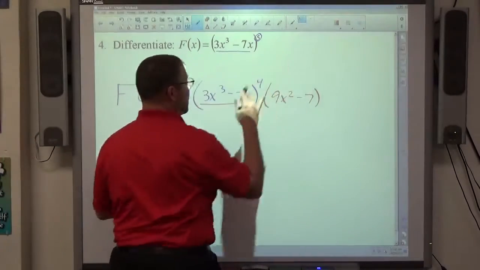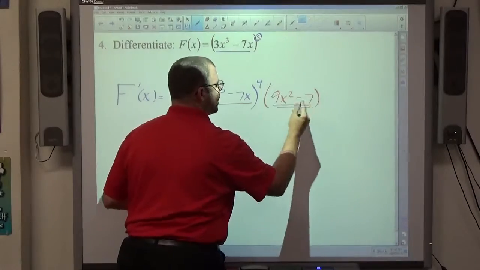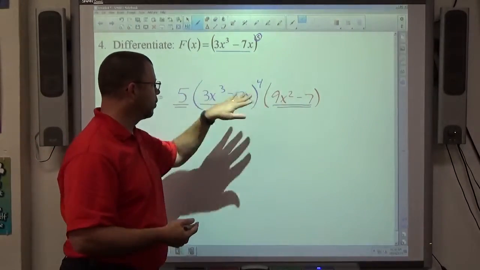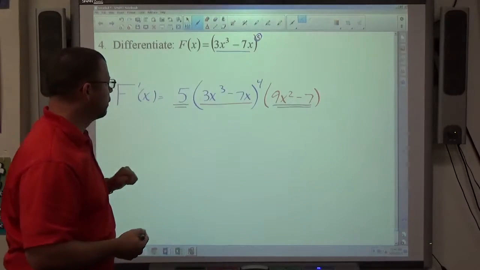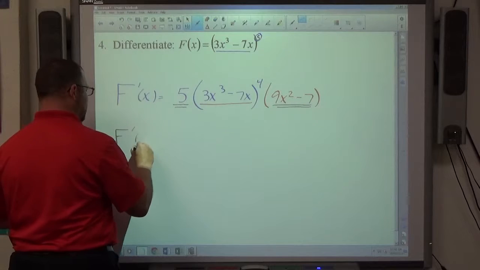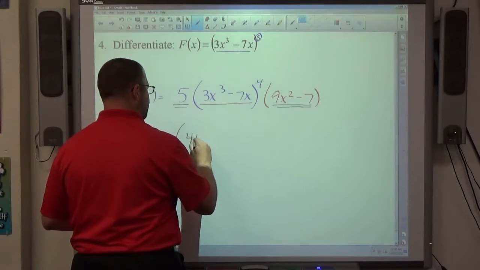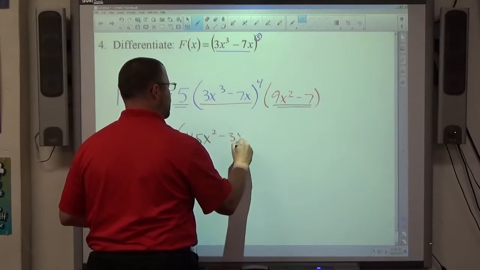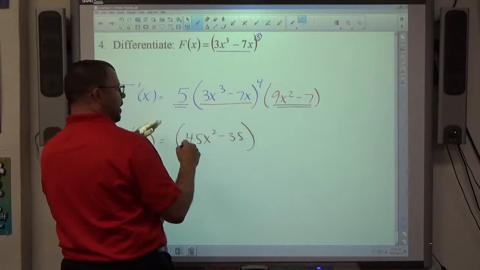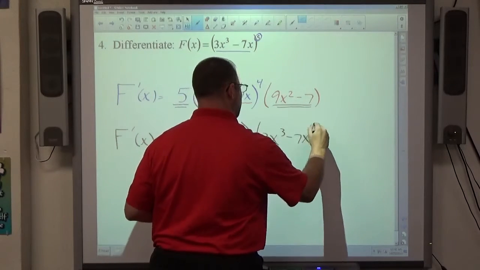And now to simplify, to make it as pretty as possible, 5 and 9x squared minus 7 are just a basic number times a parentheses structure, so I can do a distributive property there. I've got my 3x cubed minus 7x to the fourth power. I'm going to leave as is. So my best final answer, in my opinion, would be parentheses 45x squared minus 35. Product of those two things by the distributive property.